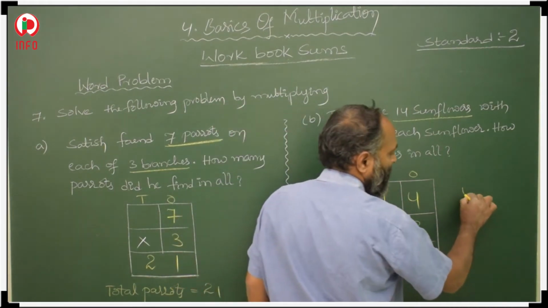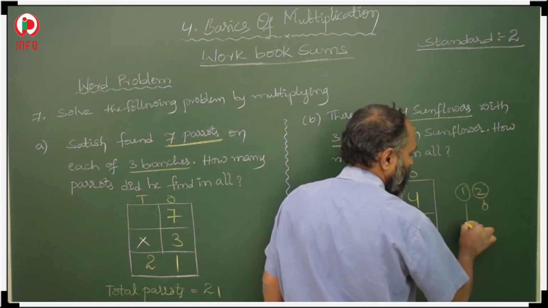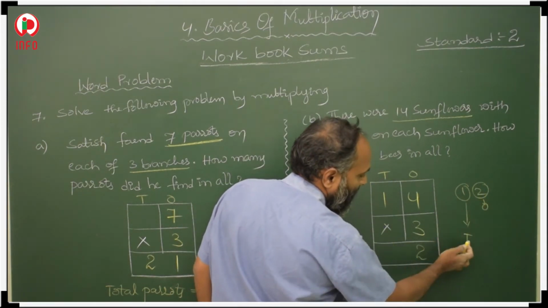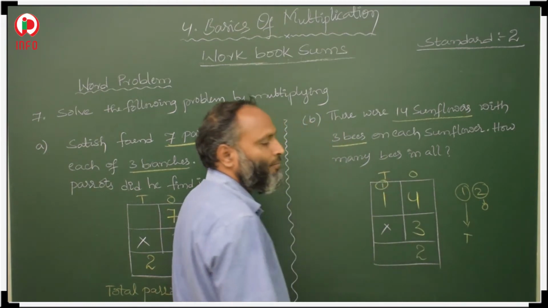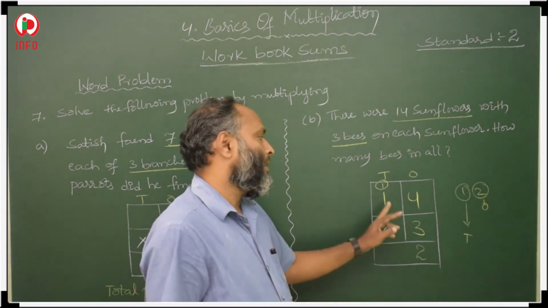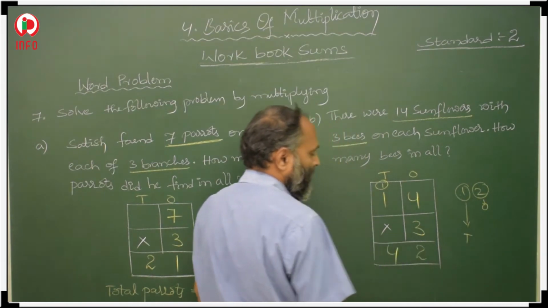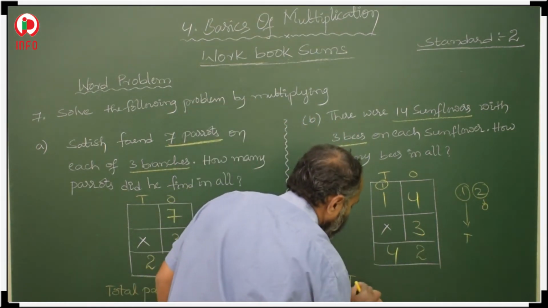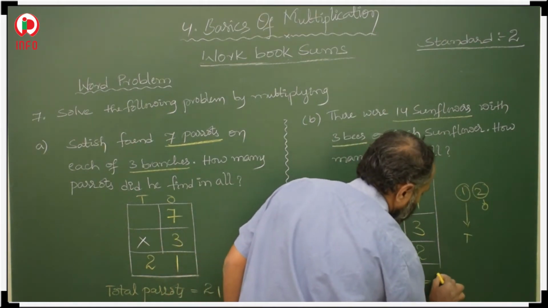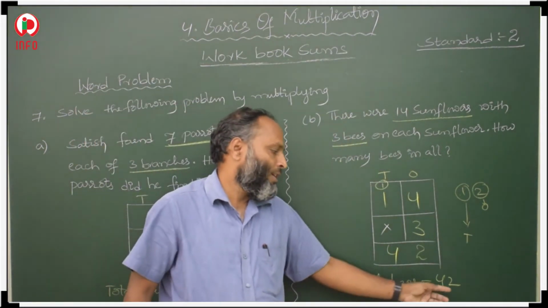3 4s are 12. This is the ones place, this is the tens place. So in the ones place we write 2, and in the tens place we take 1. Then 3 ones are 3, and one more ten is there. 3 plus 1 is 4. 4 tens. So 42. Total bees are 42. On 14 flowers, 42 bees were there.